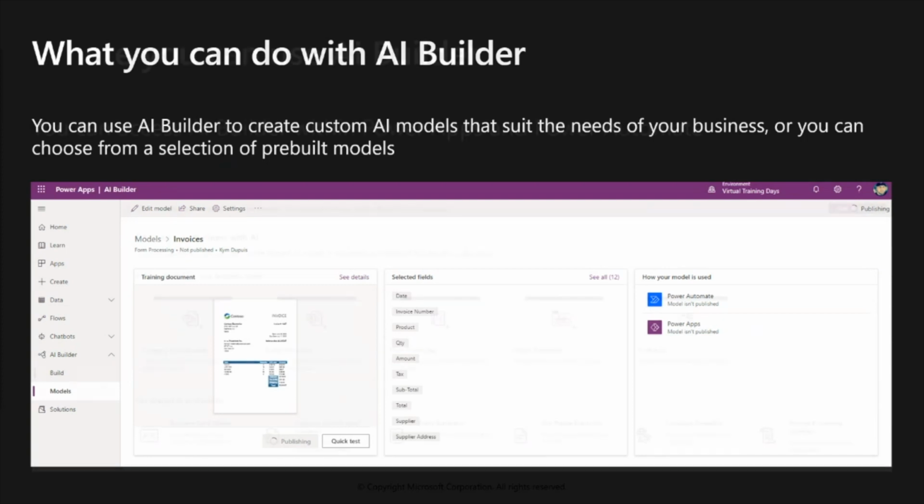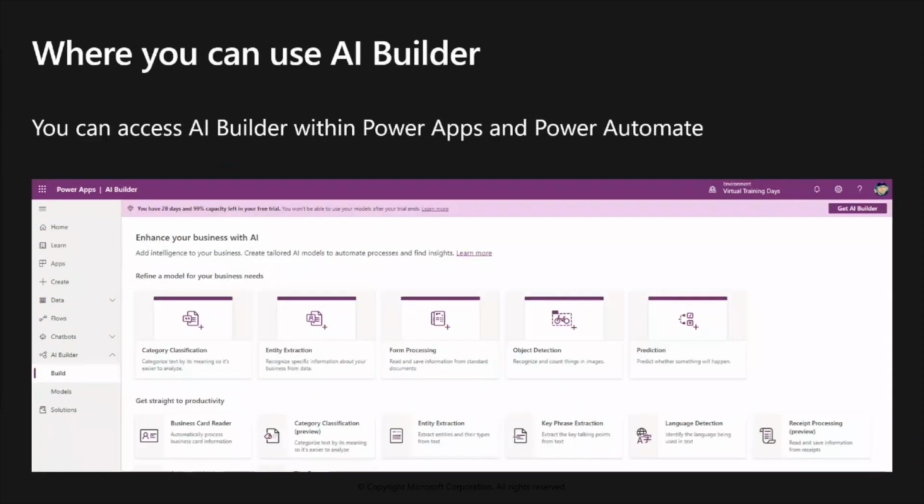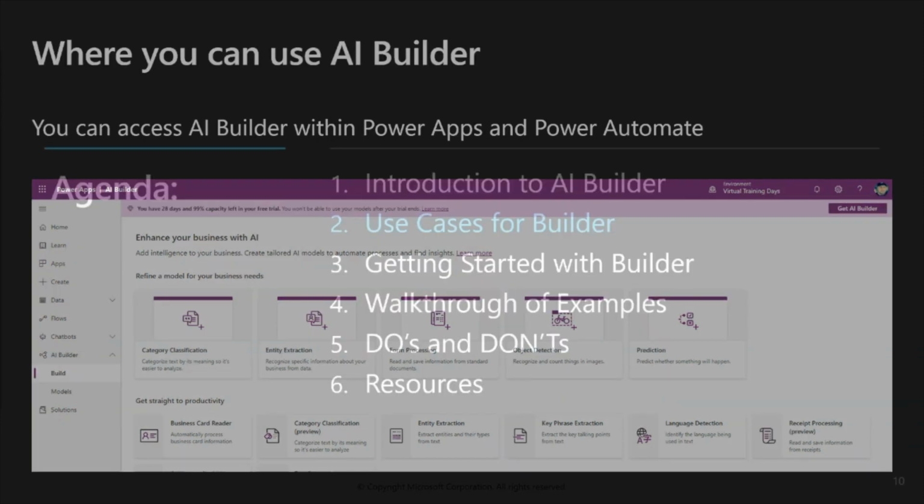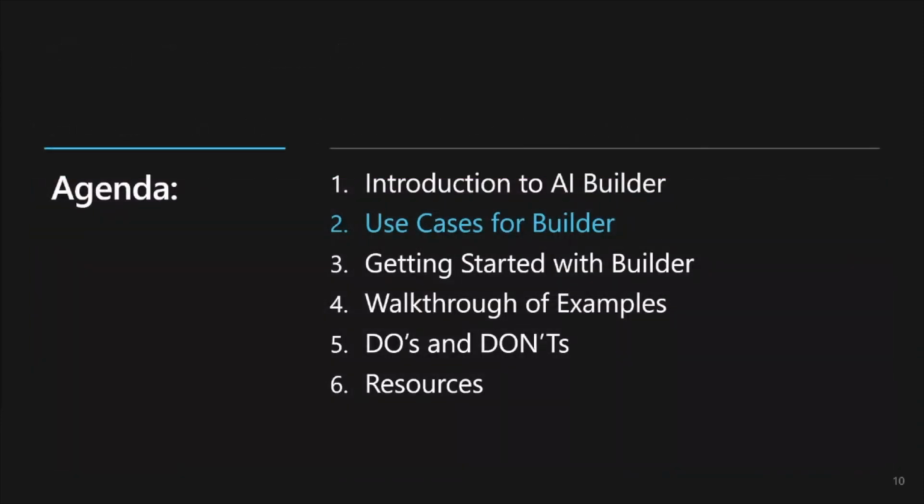So you can access AI Builder directly from Power Apps and Power Automate Maker portals. All you'll need to do is simply navigate to the left navigation menu and select AI Builder, and then you can see all the different models that are available that you can start from, or you can create a new model from scratch. So let's go ahead and switch gears a little bit and talk about some use cases for AI Builder.